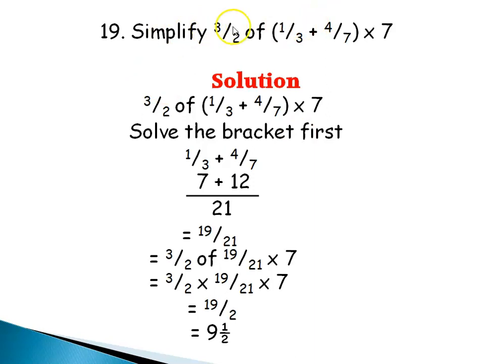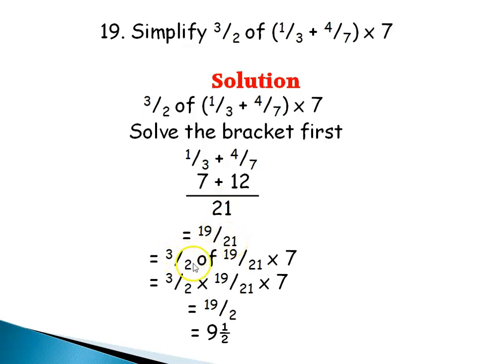Question 19. Simplify 3 over 2 of 1 over 3 plus 4 over 7, times 7. So we're going to use our BODMAS. We're solving the brackets first. I'll bring out the numbers in the brackets. 1 over 3 plus 4 over 7. The LCM of 3 and 7 is 21. 3 in 21, 7. 7 times 1, 7. 7 in 21, 3. 3 times 4, 12. 7 plus 12 is 19 over 21.